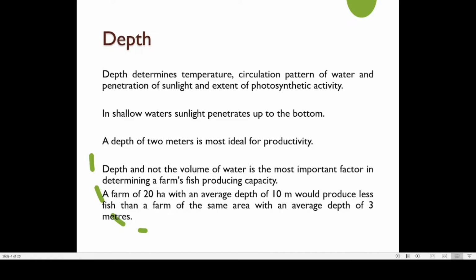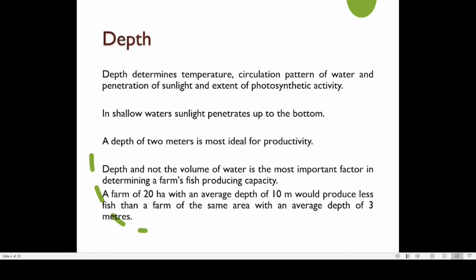So depth controls the temperature of the water, determines the circulation of the water, and also determines the penetration of sunlight, and lastly the photosynthetic activity. If sunlight is not able to reach the lower level, there won't be any photosynthetic activity in those areas. So these are the importance of depth.